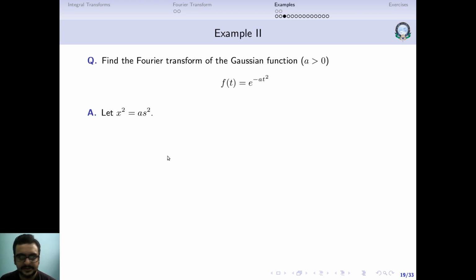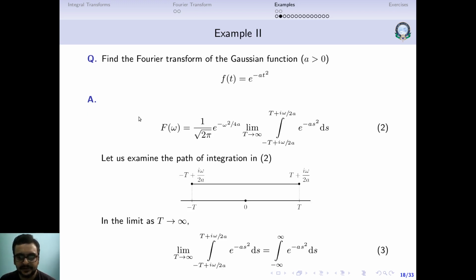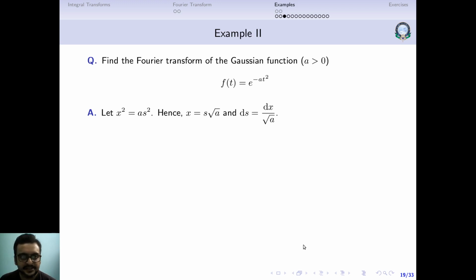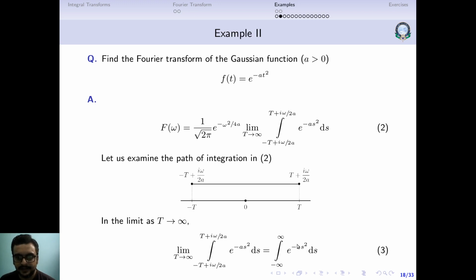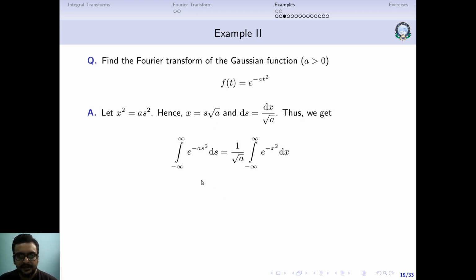So I'll substitute this exponent a s square with x square. So if x square is equal to a s square, that means x is equal to s root a, that means ds is equal to dx by root a. So therefore this integral, the limits will be minus infinity to plus infinity, okay, and this a s square will get replaced with x square, and this ds will get replaced with dx by root a.